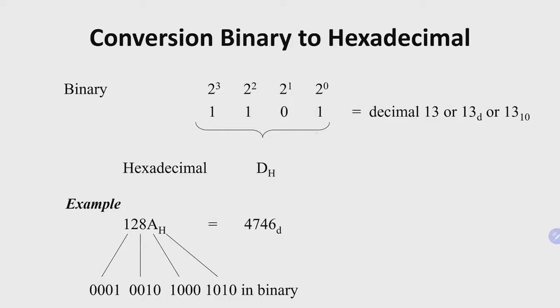And the reverse, if you want to convert a hexa into binary, you take each hex digit and convert it into 4-bit binary. The line didn't come out right, but it is meant to show this is 8, this is A. So A is 1010 in binary, 8 is 1000, and then 2 is 0010, and then 1 in 4 bits will be 0001.